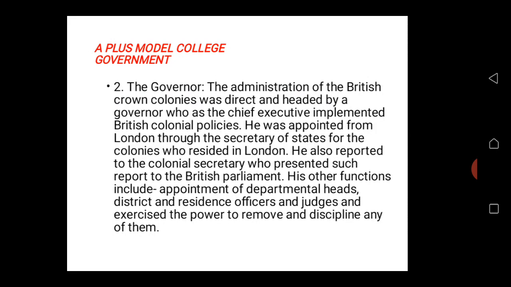Also, we have the governor. Don't forget that I think I have told you about this governor. The administration of the British Crown Colonies was direct and headed by the governor, who was the chief executive and implemented British colonial policies. He was appointed from London through the Secretary of State for the colony, who resides in London.